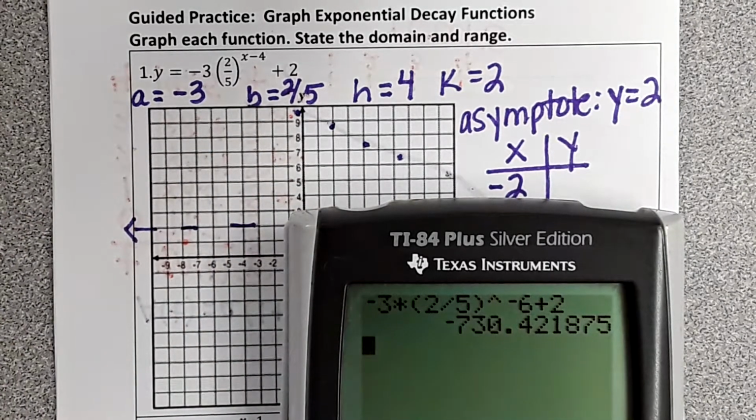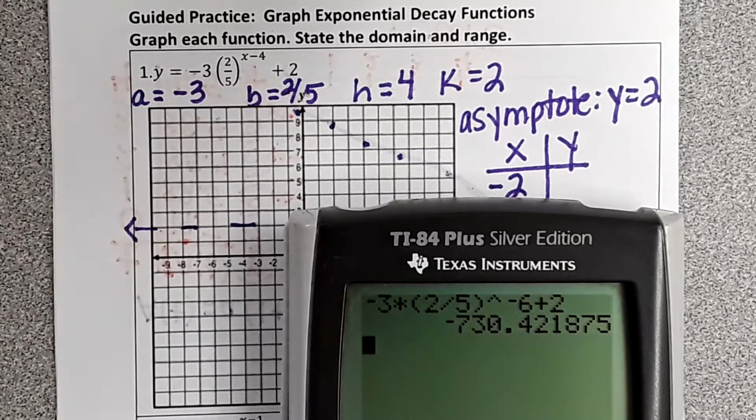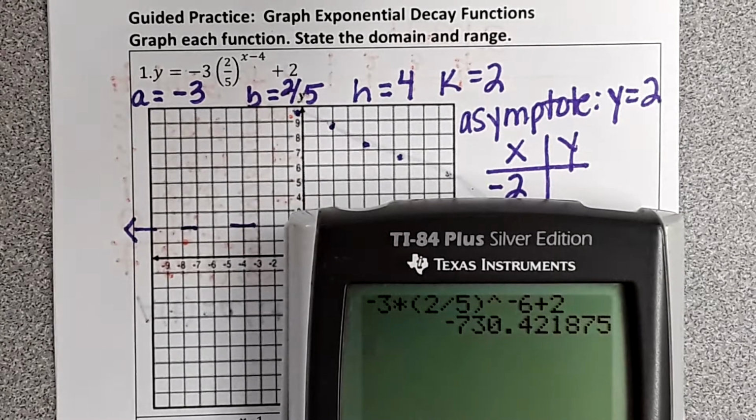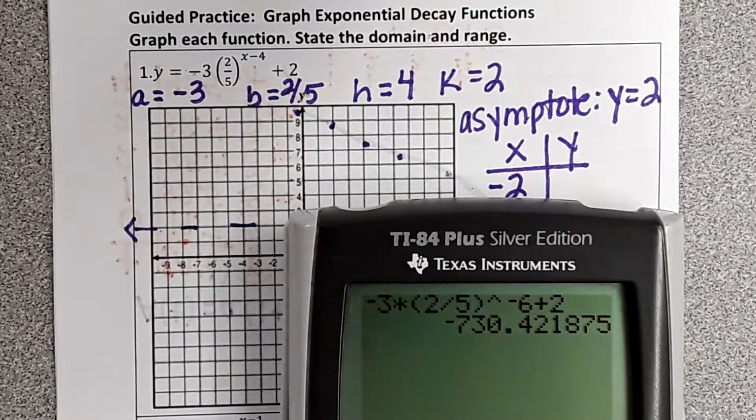And what did I get? -730. Is that anywhere on our graph? No. So this tells me that maybe my negative numbers are not good. So -2 is too high, so I want to go to 0. So we're going to test 0. Notice I'm not writing anything down, because I need you to test these before you start making a whole chart and you realize, well, that didn't work and that didn't work. Let's test them in our calculators first.